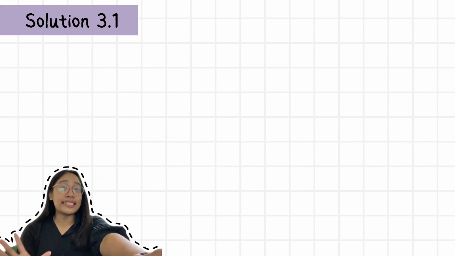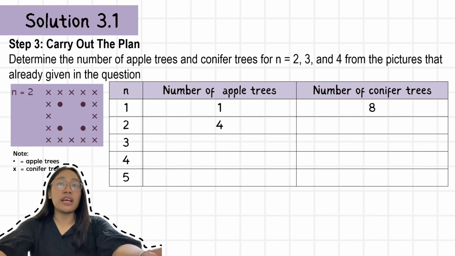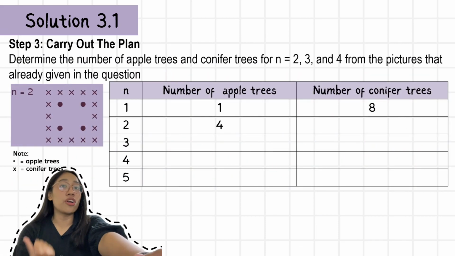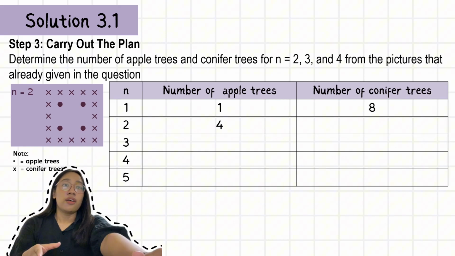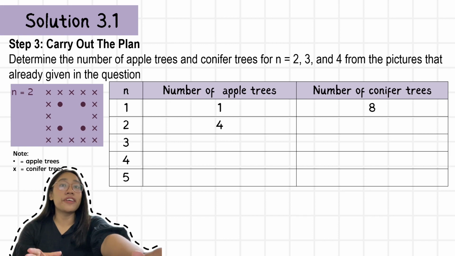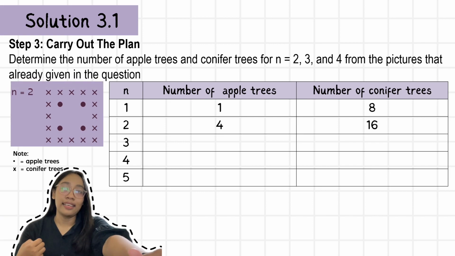So the third step is carry out the plan. We must determine the number of apple trees and conifer trees for n is equal to 2, 3, and 4 from the picture that is already given in the question. So this is the picture of n is equal to 2. From that, we can get the number of apple trees is equal to 4, and the number of conifer trees is equal to 16.